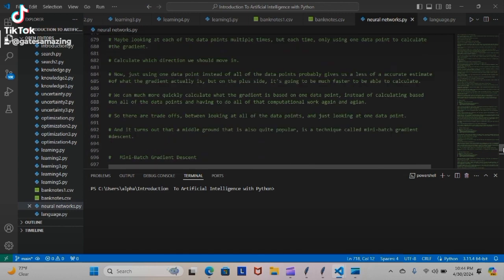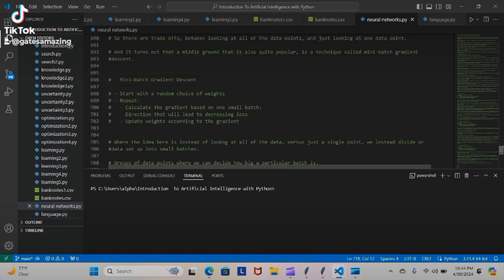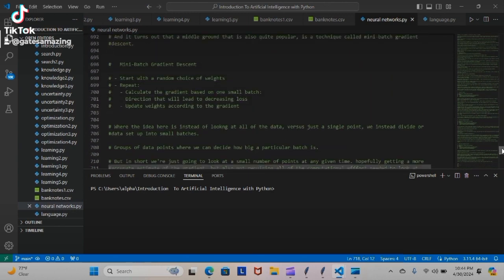And it turns out that a middle ground that is also quite popular is a technique called the mini batch gradient descent. Now, this is the mini batch gradient descent here. And basically, it's just the same as the other two, the regular gradient descent and the stochastic gradient descent. But with the mini batch gradient descent, we're going to start the same process of starting with a random choice of weights. And we're going to repeat this process of calculating the gradient based on a small batch, a direction that will lead to decreasing loss. We update the weights according to the gradient.